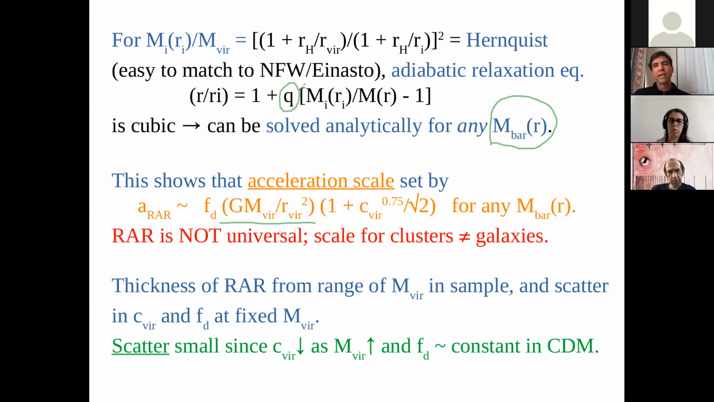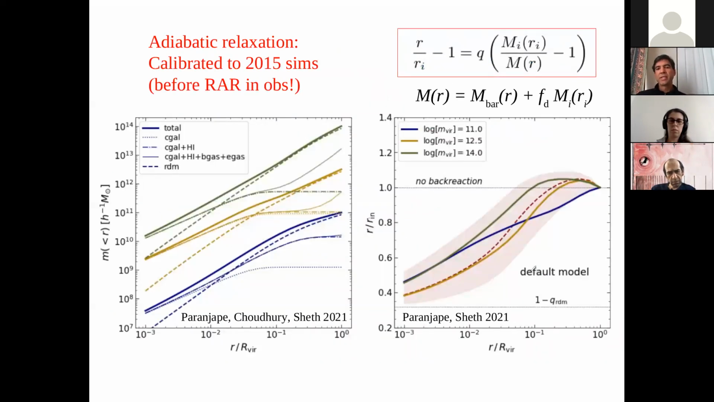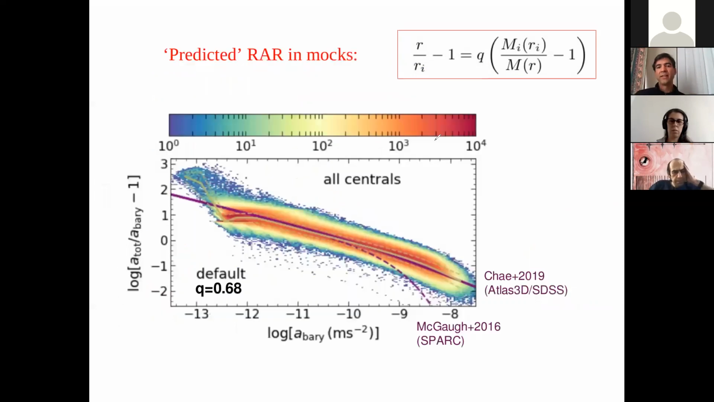Mm-hmm. Okay. And so from the simulations, we say there's a default model where there's a value for Q that we get from the simulations. Right. And there are the profiles of each of these components. Okay. And so the simulation has predicted everything. Right. And so in this sense, it has predicted a radial acceleration relation, just no one looked at it.